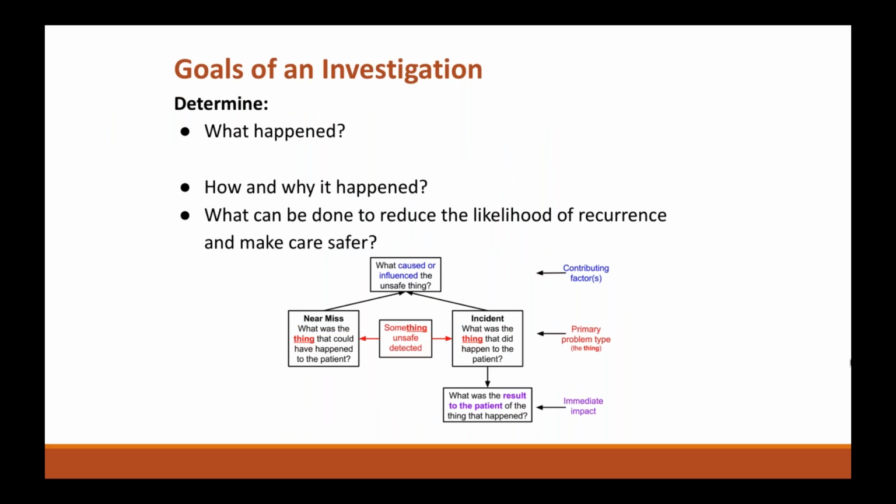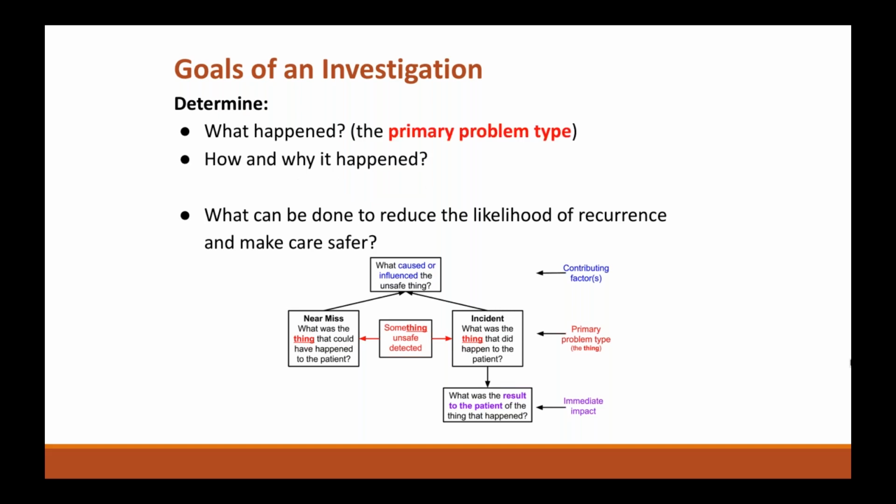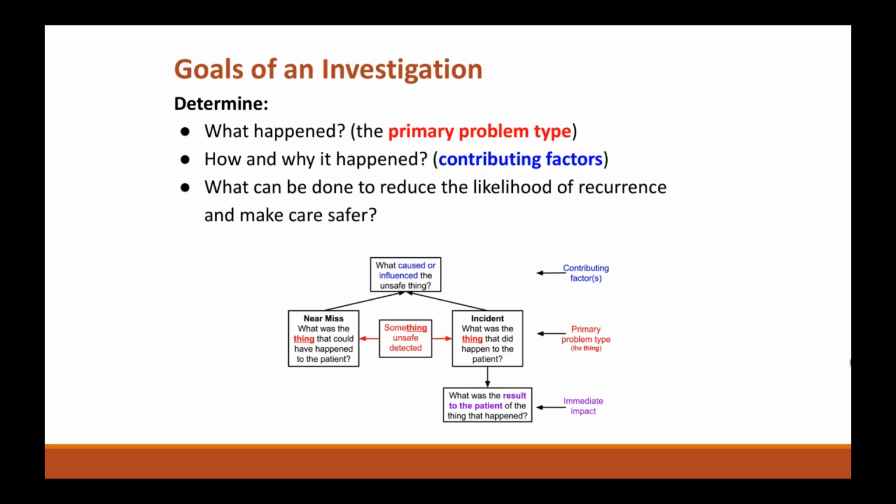Okay, what are the goals of an investigation? Well, before we do the investigation, it's important that we have the goals figured out. What we're interested in is to determine what happened, which is the primary problem type, how and why it happened, which are the contributing factors, and what can be done to reduce the likelihood of recurrence and make care safer. And these are the recommendations that come out of the incident investigation. So these are the goals of the investigation. These are what we want to get at the end of the investigation process.